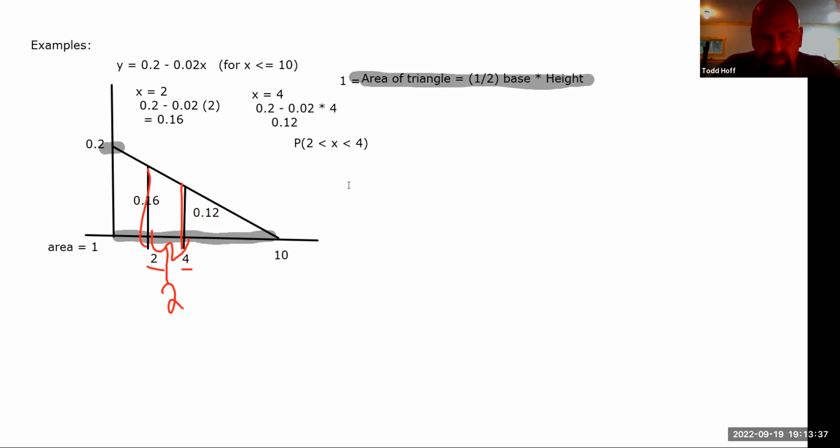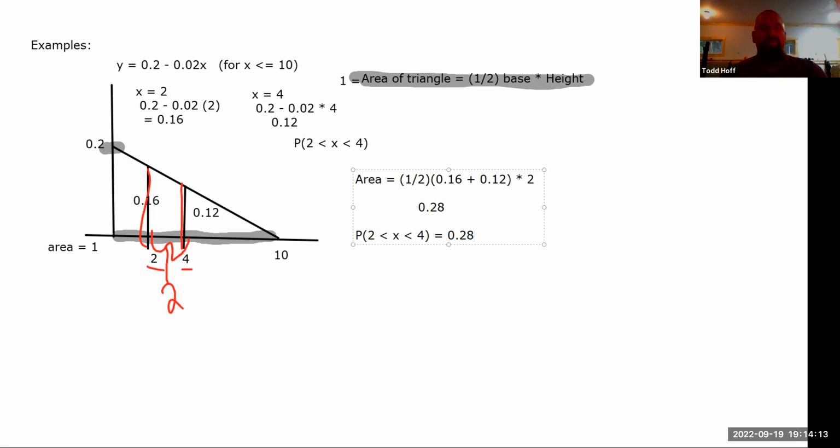This is a trapezoid. So the area of a trapezoid is equal to 1/2 times the larger base, 0.16, plus the smaller base, 0.12, times the distance between the bases, which we found on the bottom to be 2. So that calculates out to be 0.28. So the probability that x is between 2 and 4 here is 0.28, because that's just the area of that trapezoid.